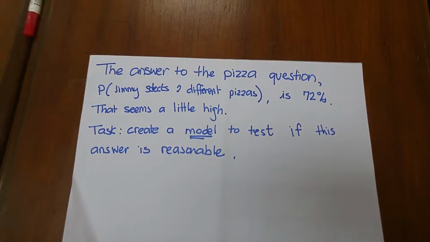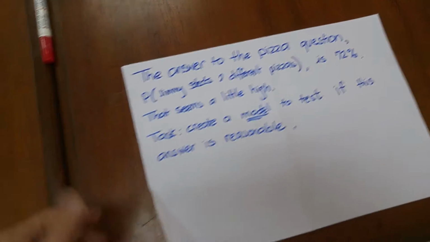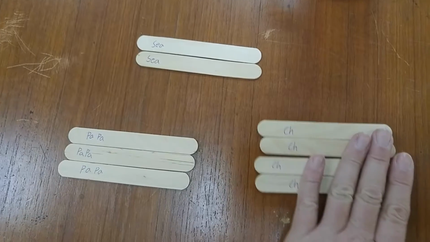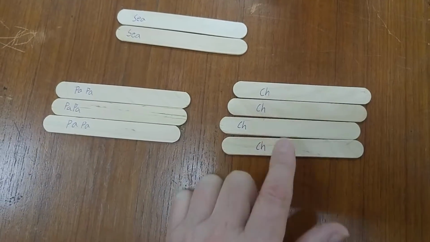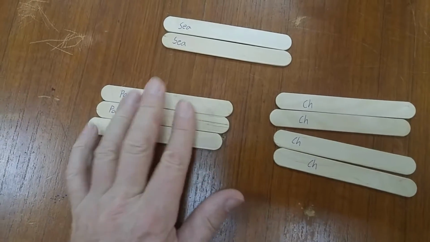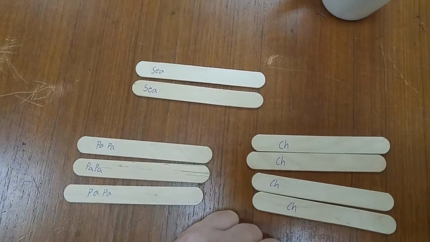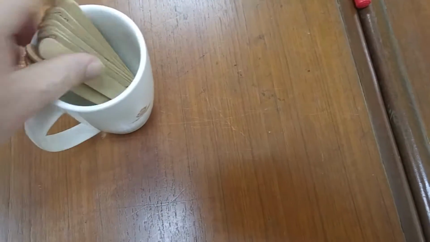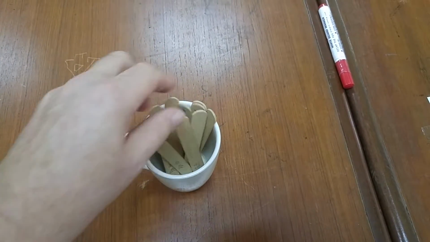So one group in class today created a different model. We don't have pizzas in class, so we created a model using these ice cream sticks. So we have 4 cheese pizzas represented here, 3 pepperoni ones, and 2 seafood pizzas. We're going to put them into here and pick them out randomly and see if we get the same as we did in the mathematics.